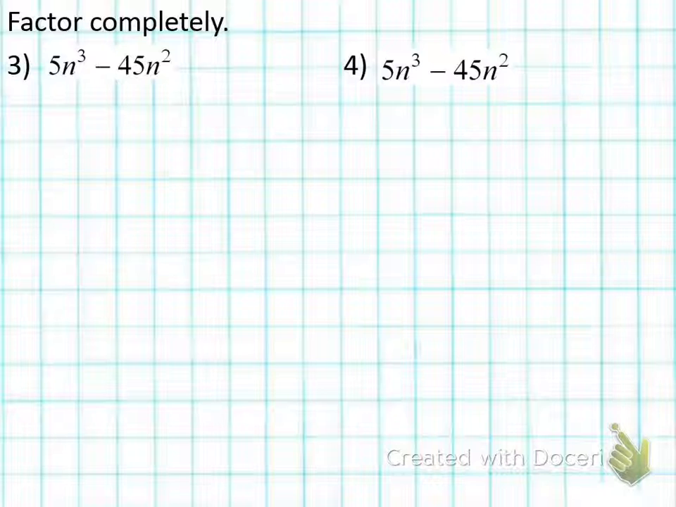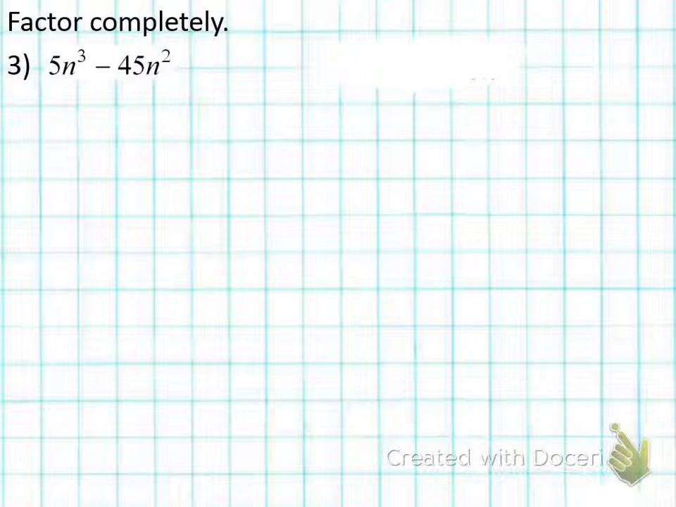Number 3. So this one's like number 1, right? So turn to your neighbor, discuss a possible GCF, and factor it out. I know number 4 looks like number 3, so we're just going to skip number 4. But let's focus on number 3 right now.